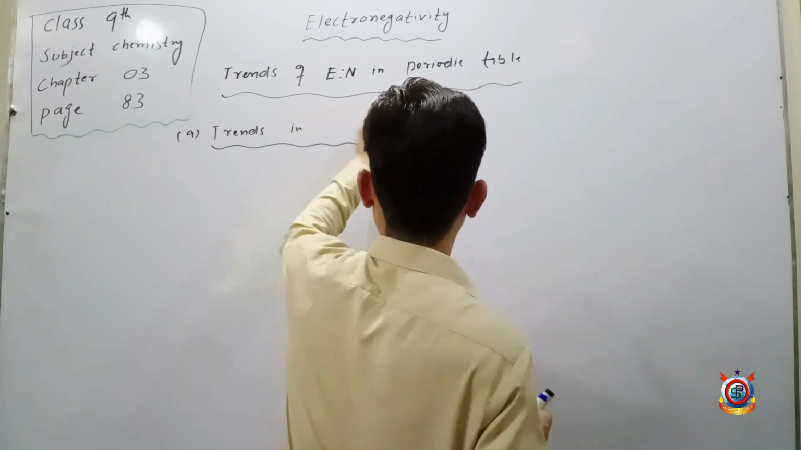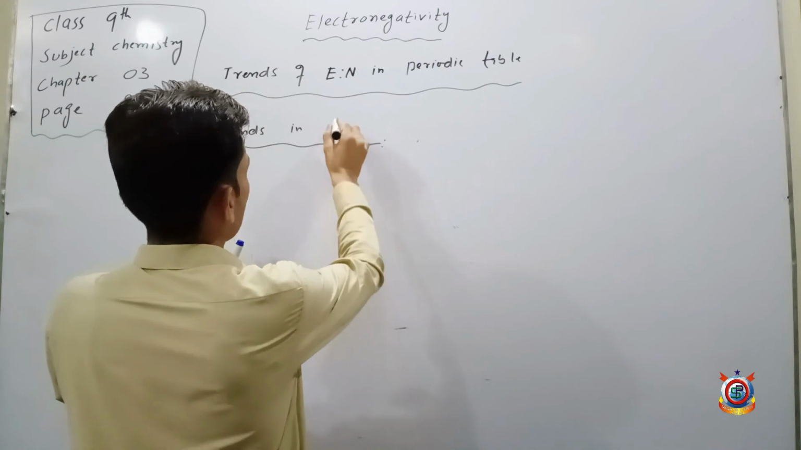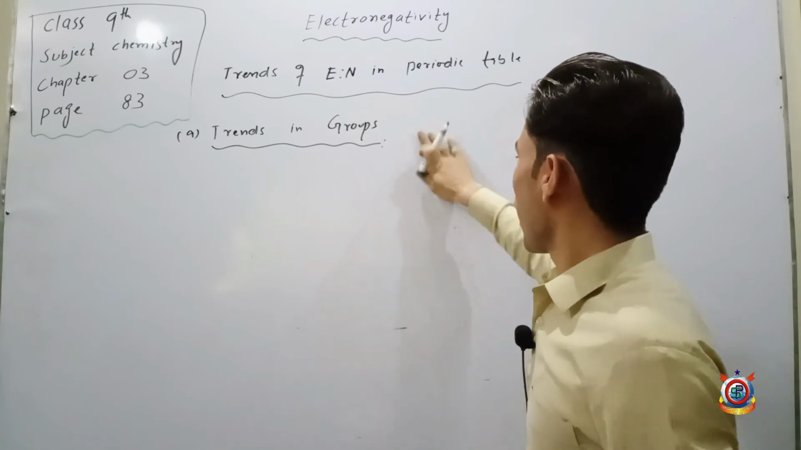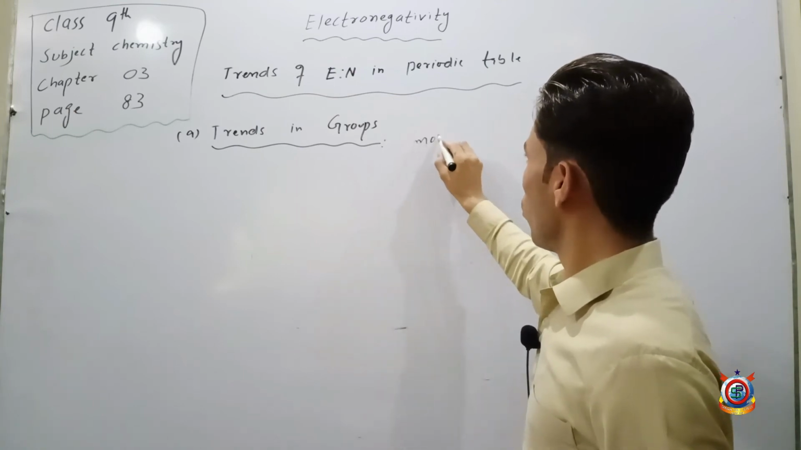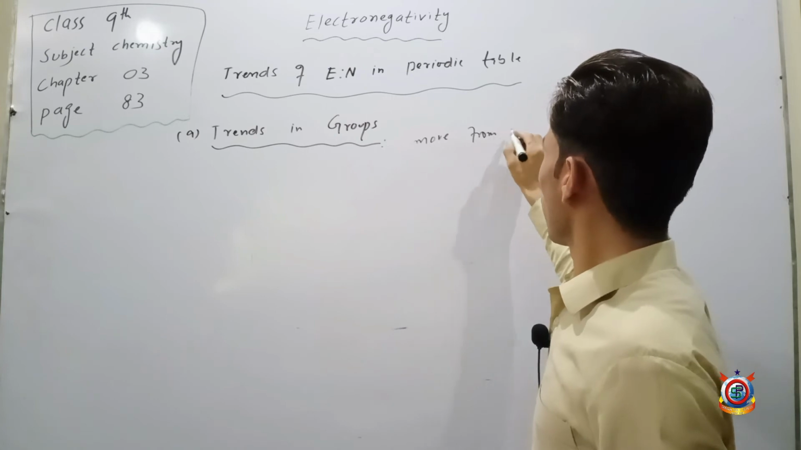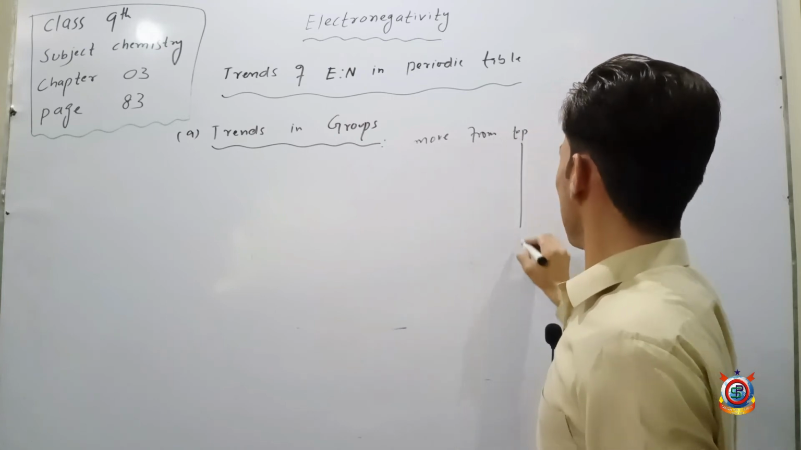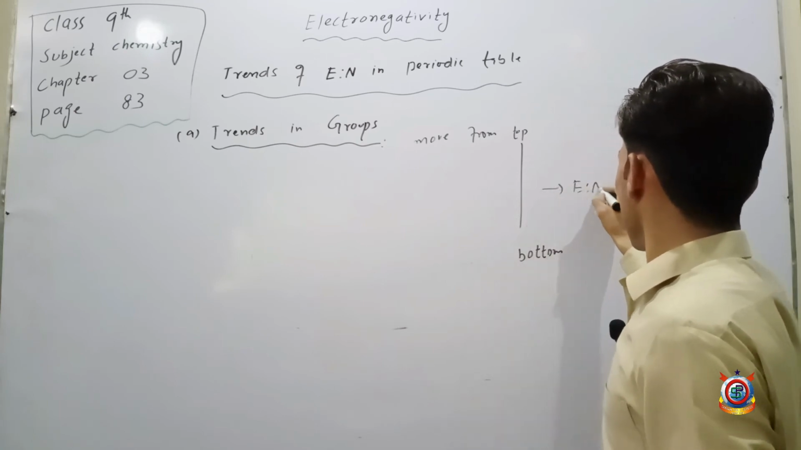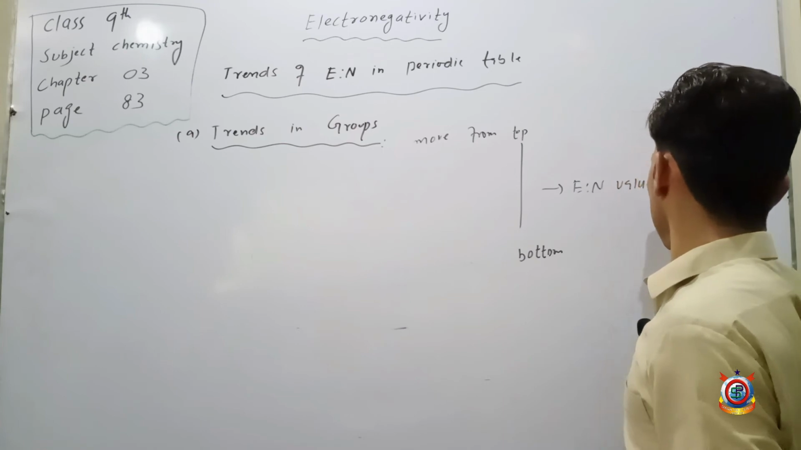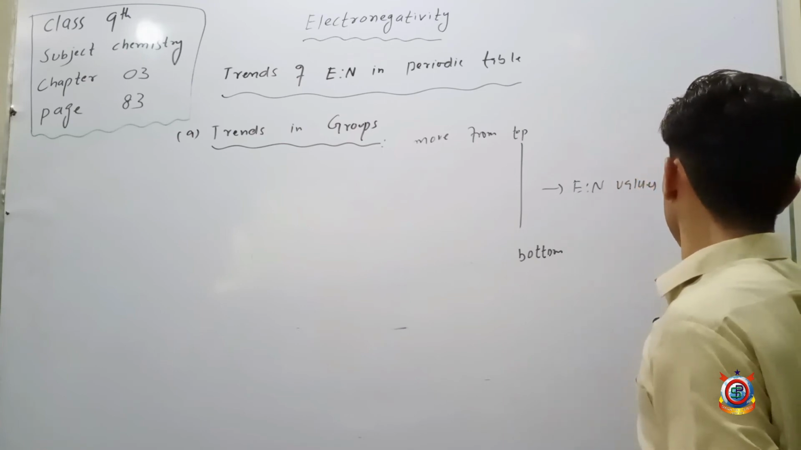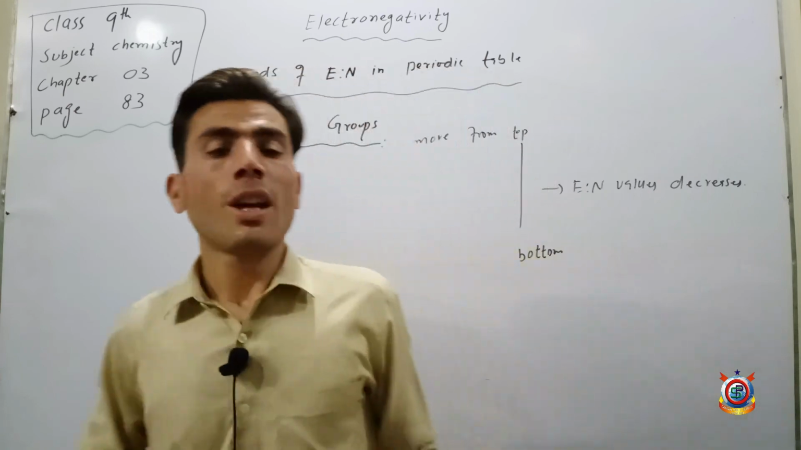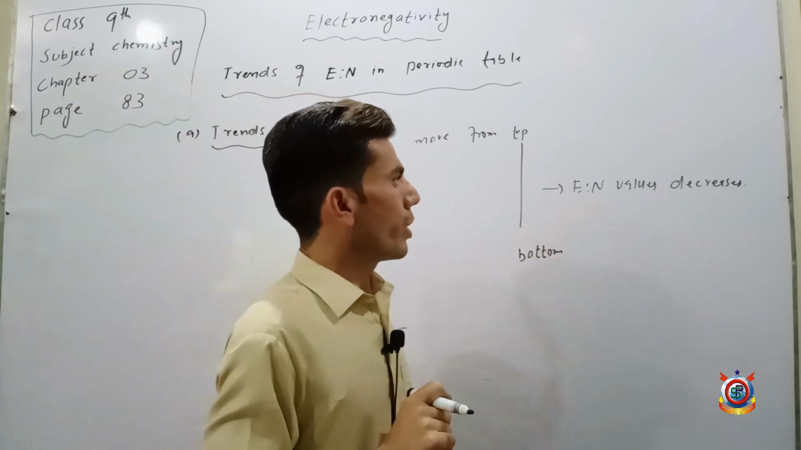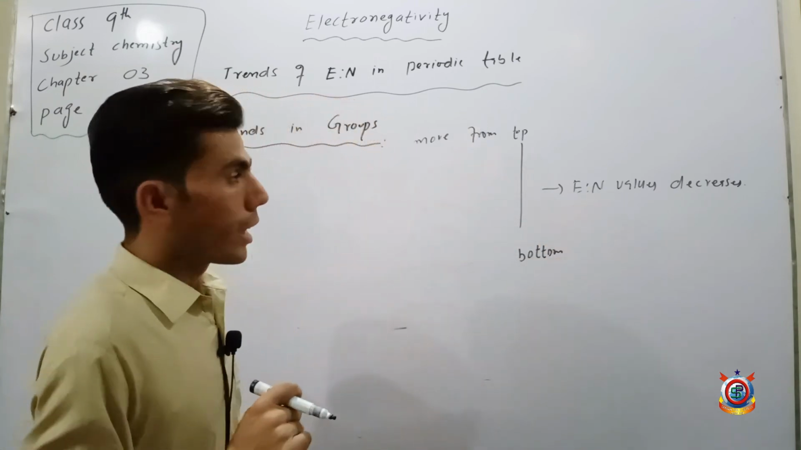Trends in groups. When we move from top to bottom in groups in the periodic table, what happens? Electronegativity values decrease. So why do electronegativity values decrease? Why does a decrease occur in the electronegativity values when we move from top to bottom in groups in the periodic table?